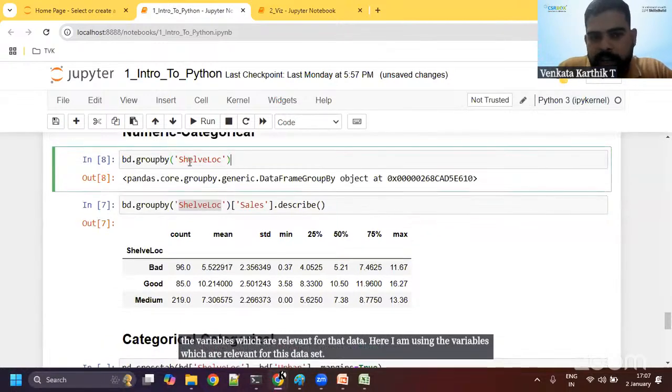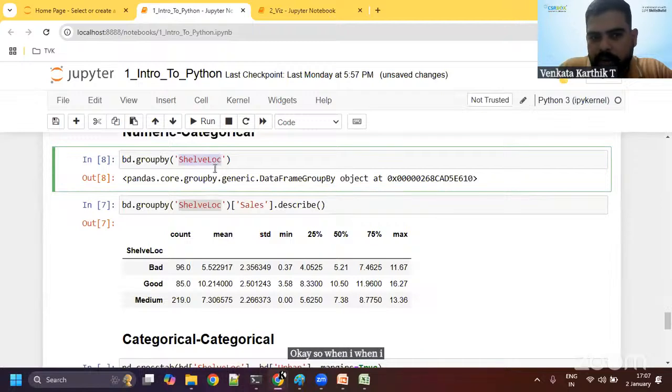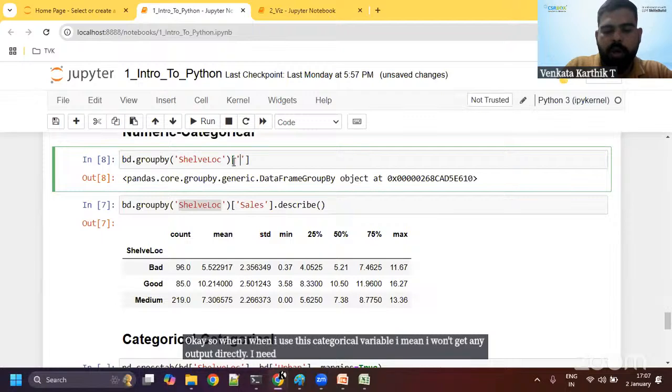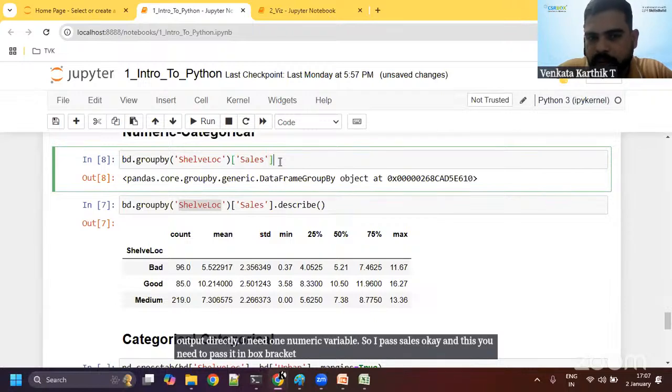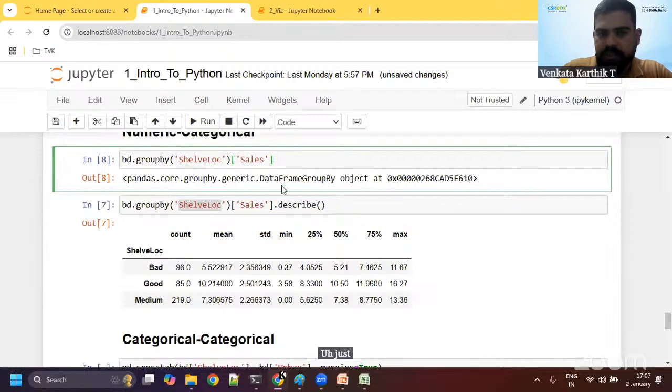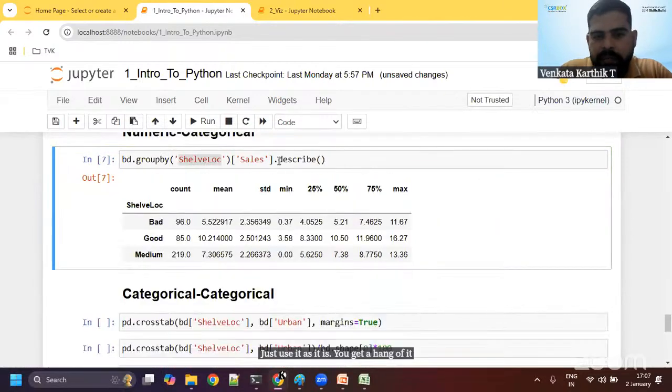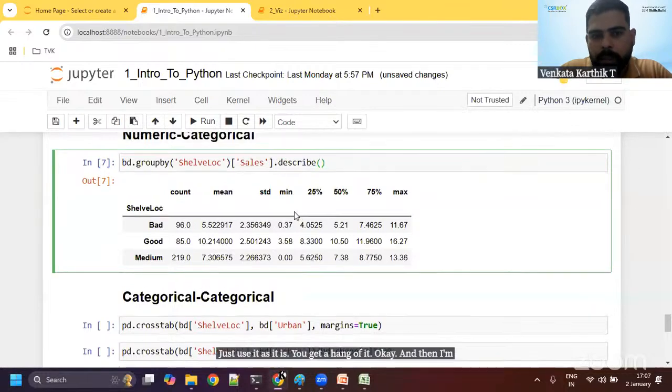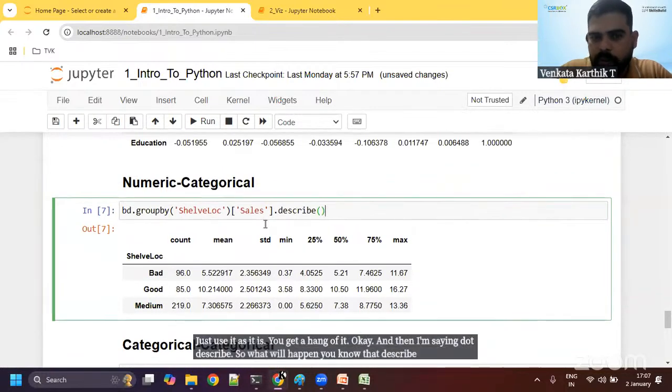Okay. So when I use this categorical variable, I won't get any output directly. I need one numeric variable. So I pass sales. And this you need to pass in box brackets. As of now, don't bother, just use it as it is, so that you get a hang of it. And then I'm saying dot describe. So what will happen? That describe function which we saw earlier will get applied here.